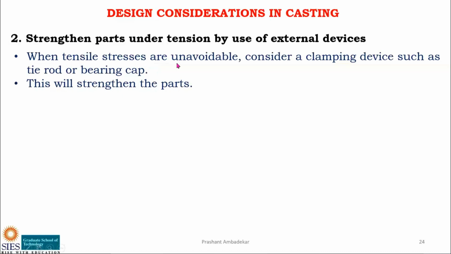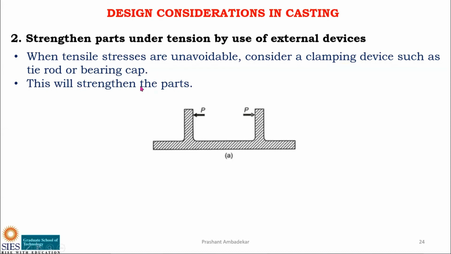When tensile stresses are unavoidable, consider a clamping device such as a tie rod or bearing cap. This will strengthen the part. For example, this. You can see this force P and this force P. What is it doing? It is applying tensile force on this. तो ये टूटेगा कहाँ से? It will break from here. Okay, you can see it will break from here.